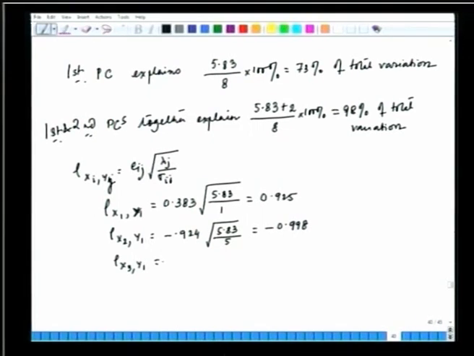Well, we have to consider the third element of the first eigenvector, and that is equal to 0. So, there is no degree of association between the first principal component and the third original variable.